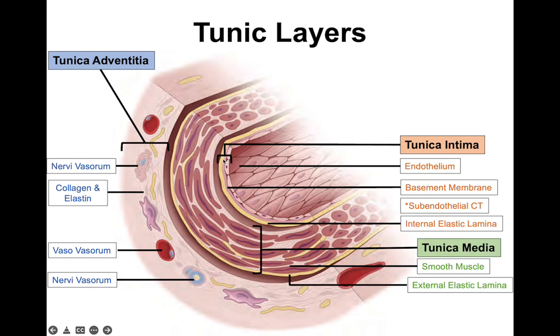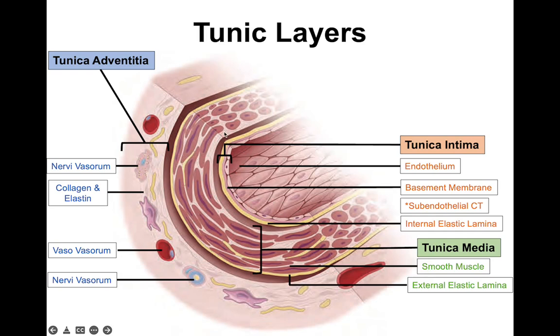And tunica intima is composed of endothelium, basement membrane, subendothelial connective tissue, and internal elastic lamina. The amount and proportion of these layers may vary depending on the type of vessel.